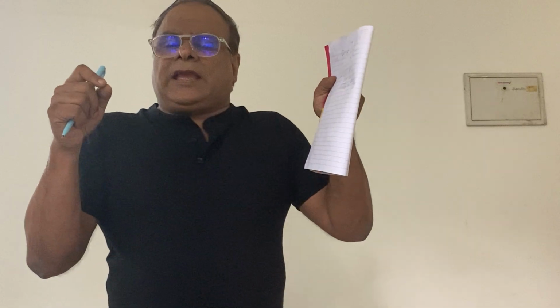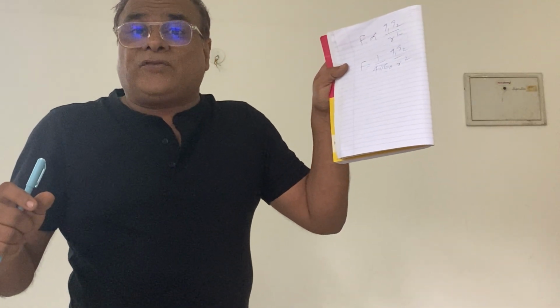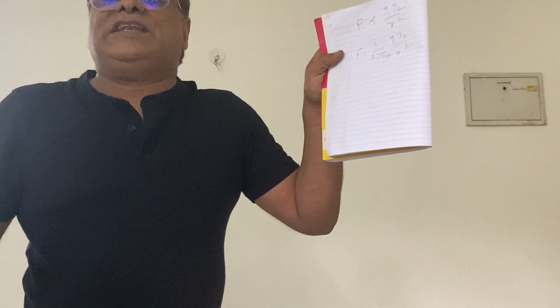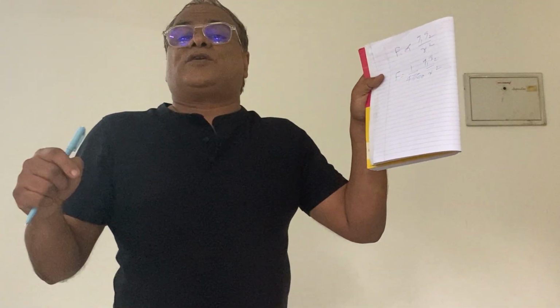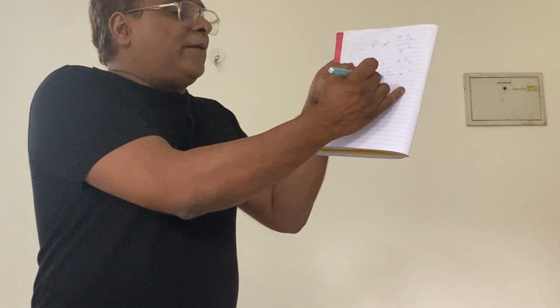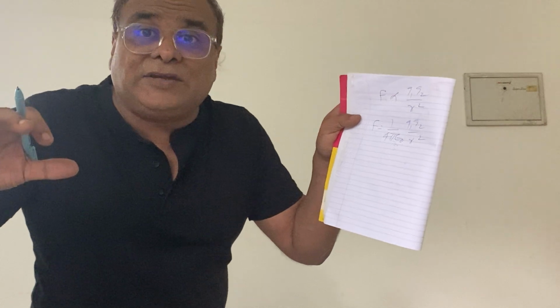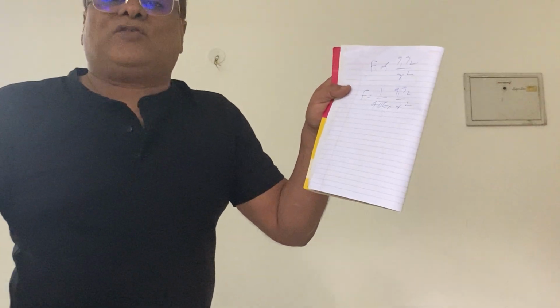What is the ability of a medium to transmit magnetic lines of force? That is known as permeability. Permeability is denoted by mu zero, the permeability of free space. Here epsilon zero is the permittivity. Permittivity is the ability to transmit electric lines of force.